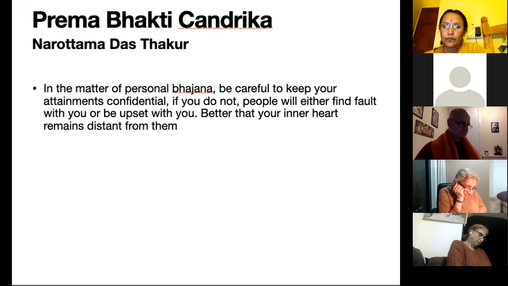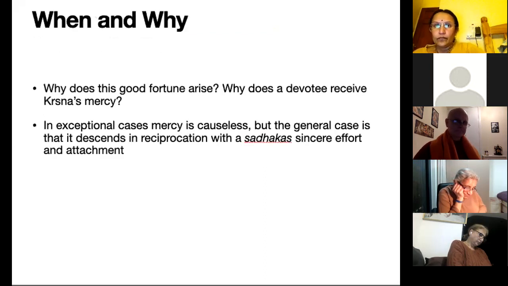Hearing this wonderful truth of Bhava Bhakti, one may be curious to know more and so ask, why does this good fortune arise? Why does the devotee receive Krishna's mercy? The answer is that in exceptional cases, mercy is causeless, but in the general cases, it depends on reciprocation with the sadhaka's sincere effort and attainment.